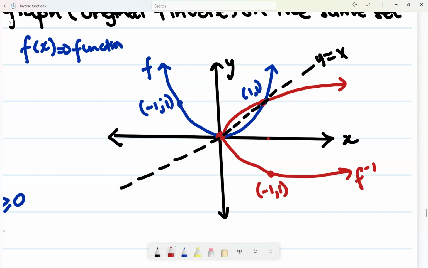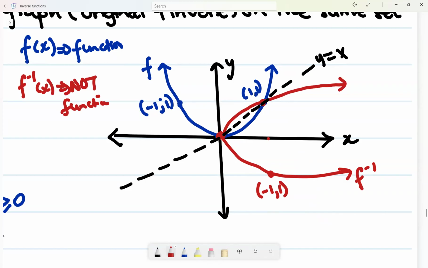When we check my inverse with a vertical line test, anywhere on my graph, can you see it touches my graph here and here? So it touches my graph twice. Does that mean it is a function? No. It tells me that my inverse is not a function.